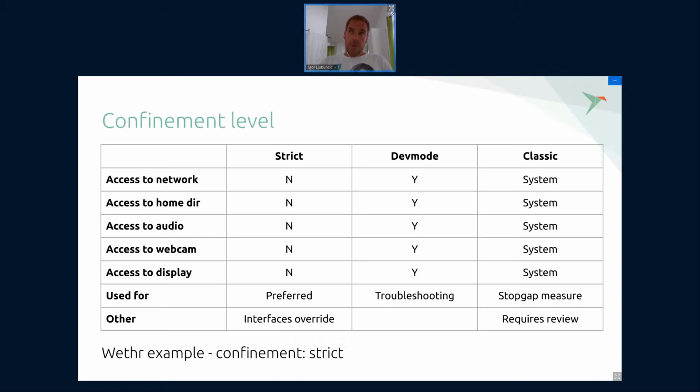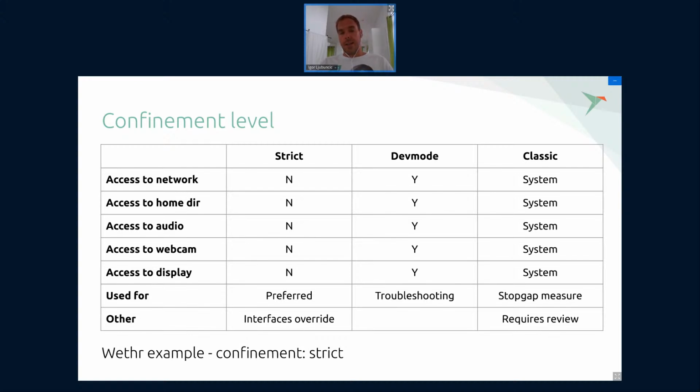There are three confinement levels: strict, which is the default level and the preferred level. By default, you have very little access, which you can override with the interfaces. Dev mode is pretty much like strict. However, instead of hard errors, you get soft warnings. It's useful for developers to figure out what kind of interface overrides they need to provide to make their snap functional once they publish it for real, so to speak.